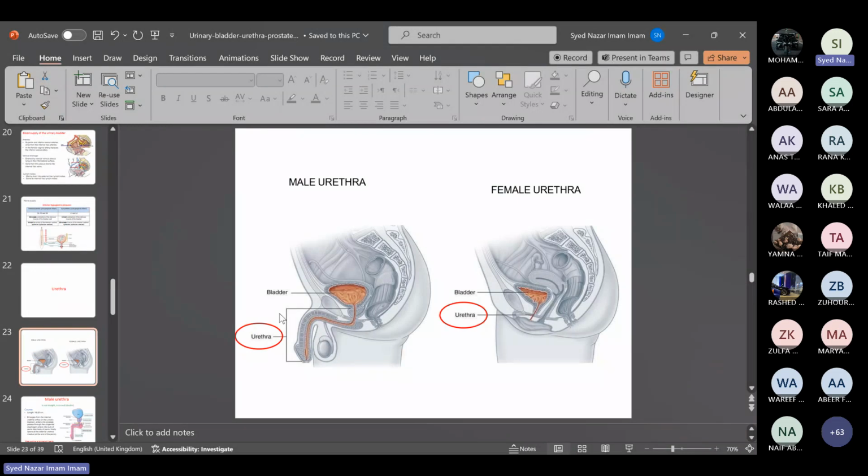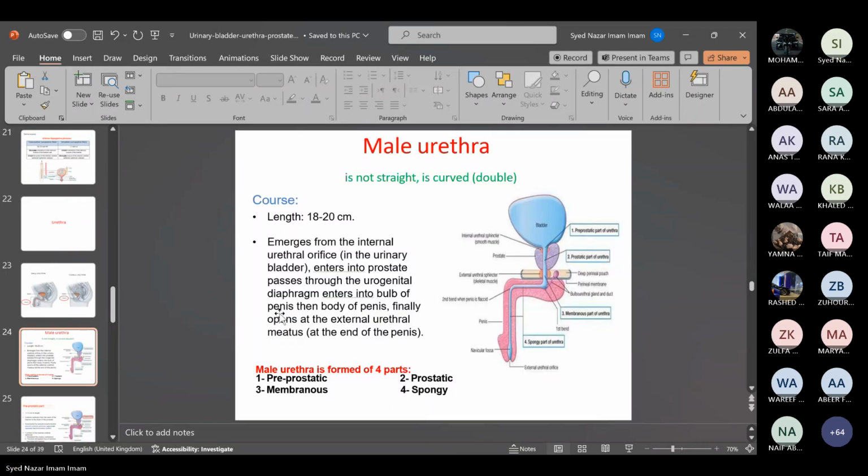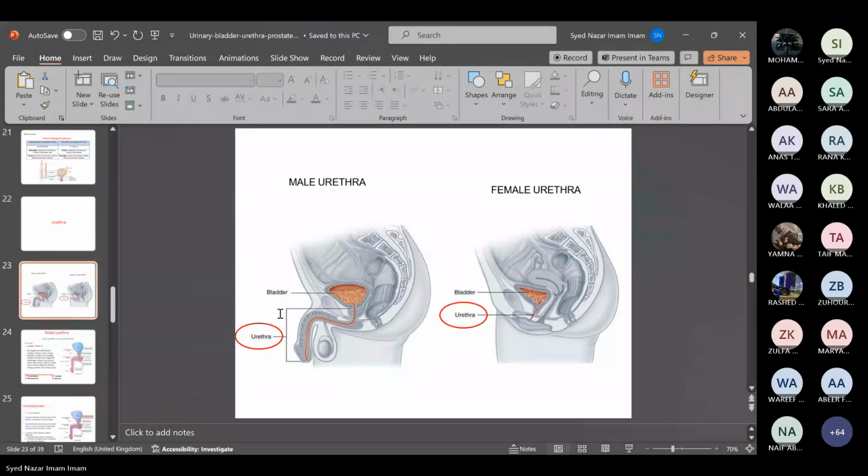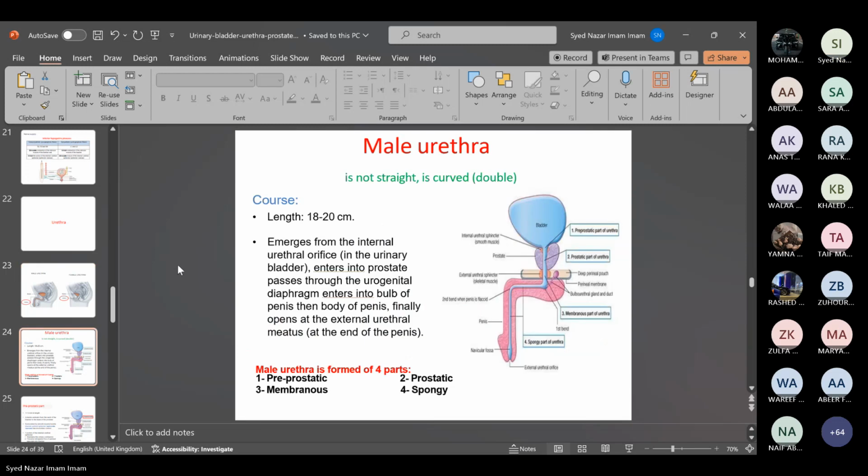Urethra, I think you have already learned about urethra. We have different parts in the male and the female urethra. In the male urethra, we have 4 different parts. We have the part which is above the prostate, which is called pre-prostatic part. Then we have the prostatic part, we have the membranous part, and then we have the penile part. And this is long, and the female urethra is short.